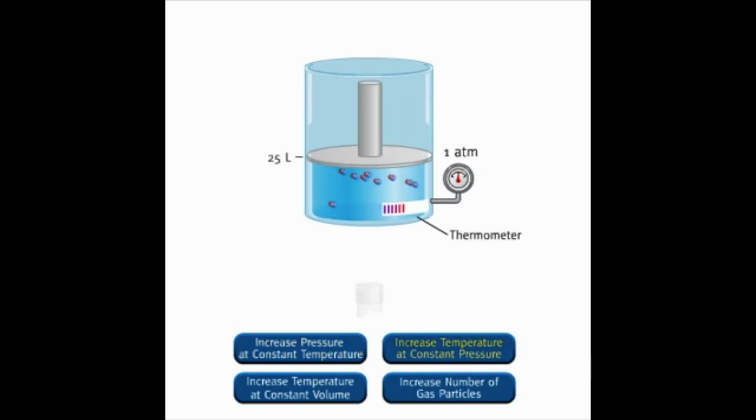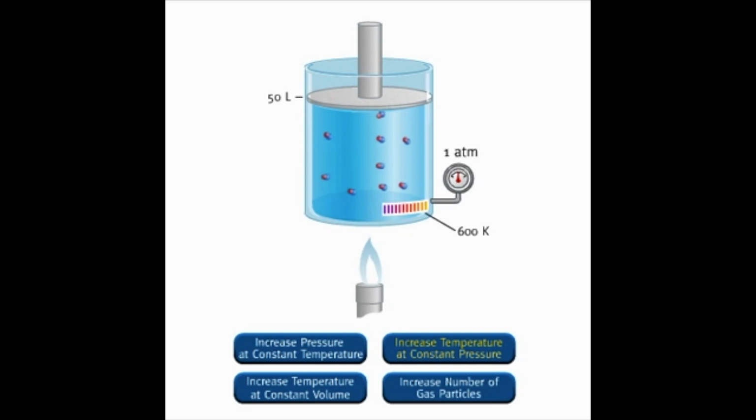Let's use a Bunsen burner to increase the temperature of the gas. As the temperature of the gas increases, the volume that the gas occupies increases. In other words, volume is directly proportional to the temperature of the gas. We can write volume equals K times temperature, where K is a proportionality constant. This relation is known as Charles' Law, which states that the volume of a fixed amount of gas is directly proportional to the gas temperature at constant pressure.